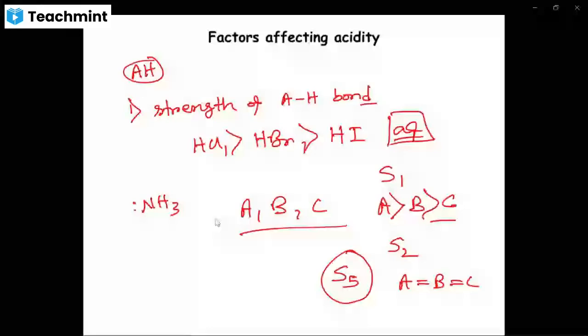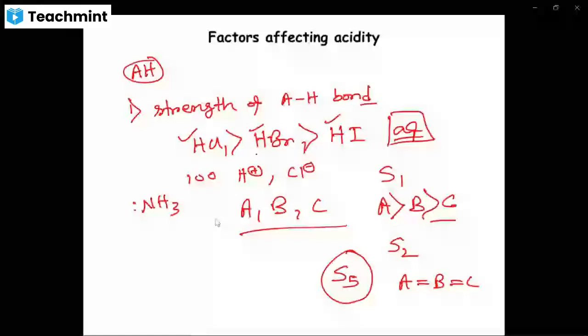Now how can this be? If you remember, HCl, HBr and HI are all strong electrolytes, right? They are strong electrolytes, and in aqueous solution they dissociate completely. So if you take 100 moles of HCl, you will get 100 moles of H plus and 100 moles of Cl minus. Similarly, if you take 100 moles of HBr, you will get 100 moles of H plus and 100 moles of Br minus. Same is for HI. So in aqueous solvent, all these molecules, HCl, HBr or HI, will completely dissociate, right? There will be no difference.